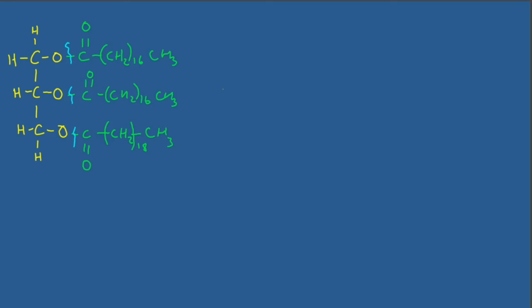Because there are three legs on this, I'm going to need 3 lots of sodium hydroxide. So that's important to remember on this one. So I'm going to have my reaction arrow there like that. So I'm going to produce a molecule of glycerol.